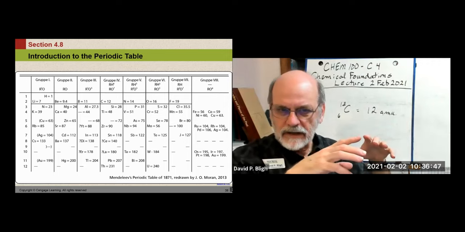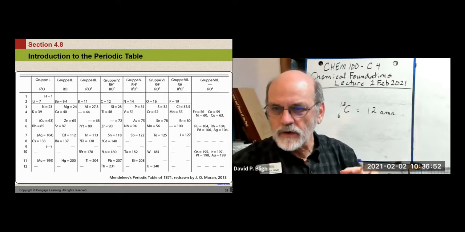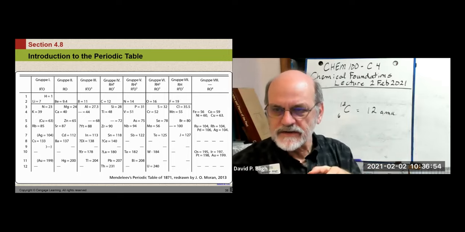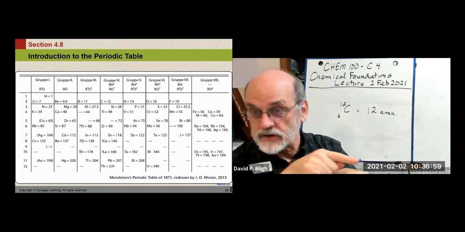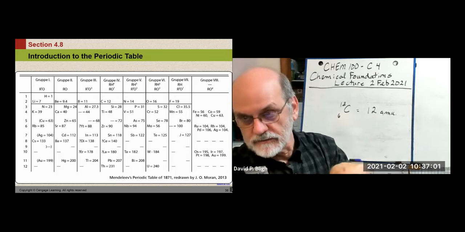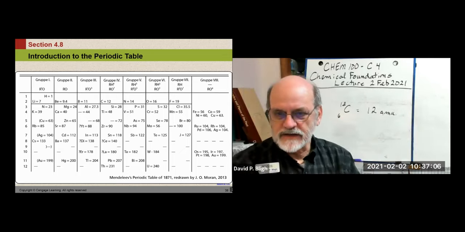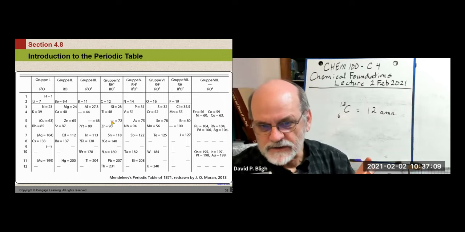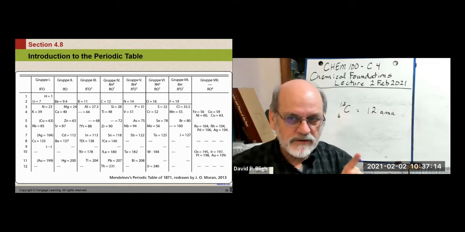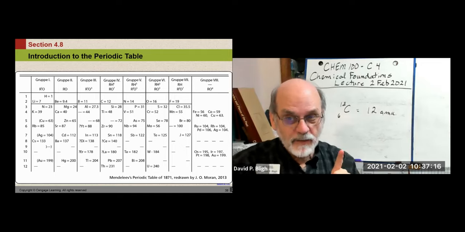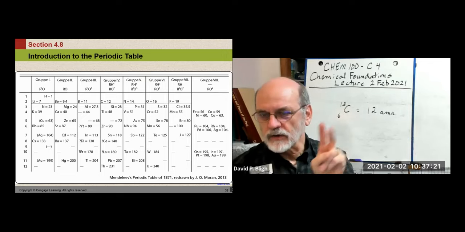When he did that, he noticed that there were gaps missing. There were places where there should be an element in that family because of the mass it should have, the progression of masses. So he said, there's something missing here, so I'm going to leave that open. In those blank spots, he said, someday someone's going to purify and identify that element. And these will be its characteristics, physical, chemical, weight.